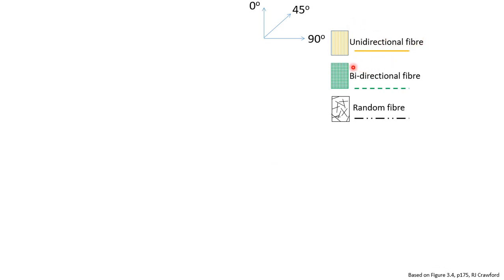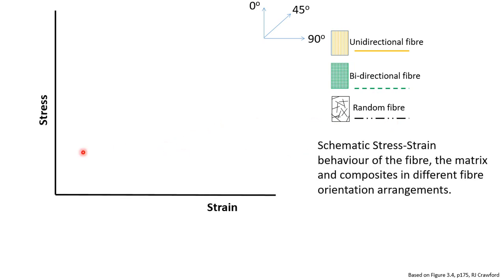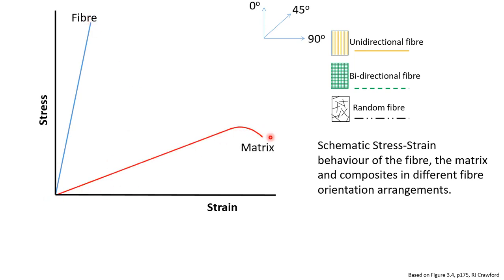Let us also see bidirectional fiber composite and random fiber composites. And here we will see schematic stress strain behavior of the fiber, the matrix and the composites in different fiber orientation arrangements. So if we plot the stress strain curve for fiber, then this will be something like this. Most of the fibers that we use for composites are brittle in nature, that means they will fracture in brittle manner. And this is the matrix. So matrix has got much lower modulus and much lower strength compared to the fiber.